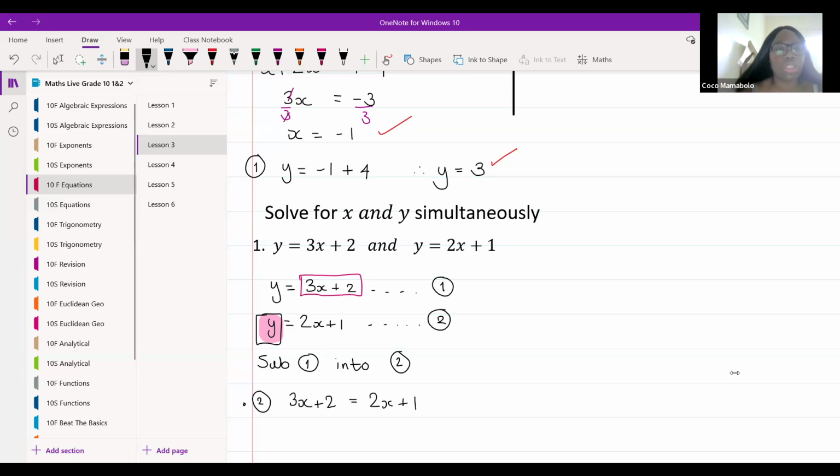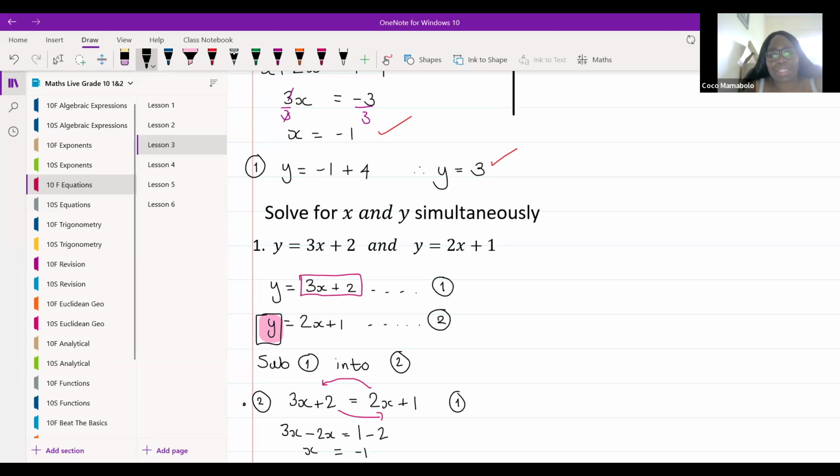And now I'm only solving for x, right? So we're just going to move things around. That one will go over there, and that one will go over there. So I'm going to end up with 3x minus 2x is equal to 1 minus 2. 3x minus 2x will give me x, and x is equal to 1 minus 2, which is -1. I'm not done. What else do I still need to solve for? y. For y, good. So now we can go back into equation 1.